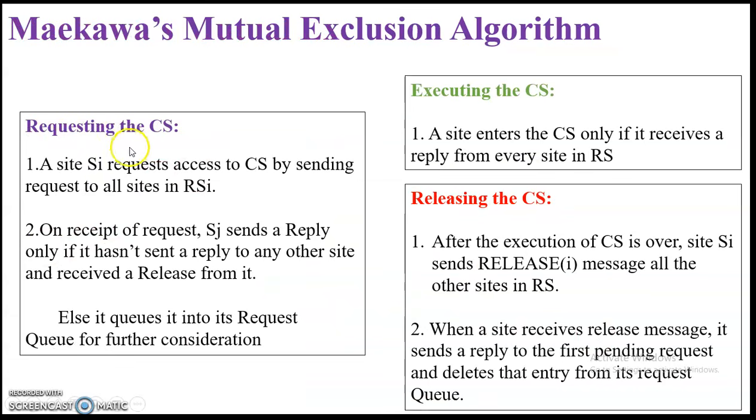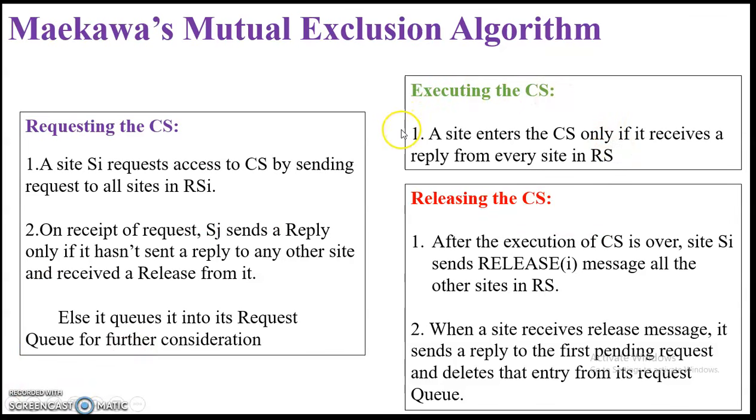So, requesting the critical section. A site Si requests access to the critical section by sending a request to all the sites in Ri. Ri is nothing but the request set, or we can call it a quorum. On receipt of this request, a particular site sends a reply only if it hasn't sent a reply to any other site and received a release message from it. Else it puts the request in the queue for further consideration.